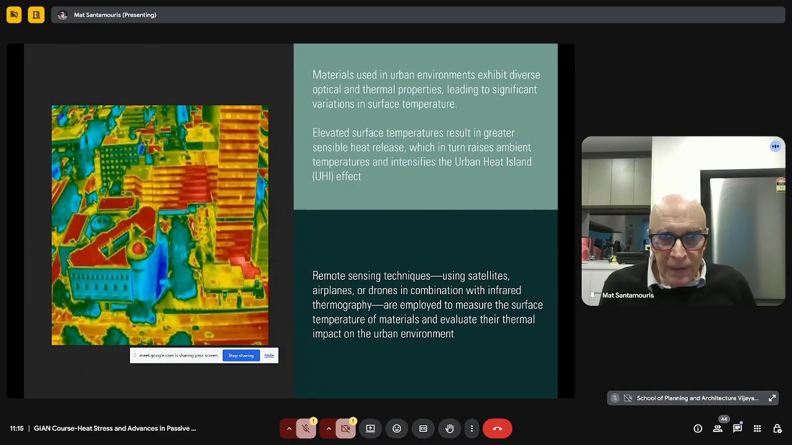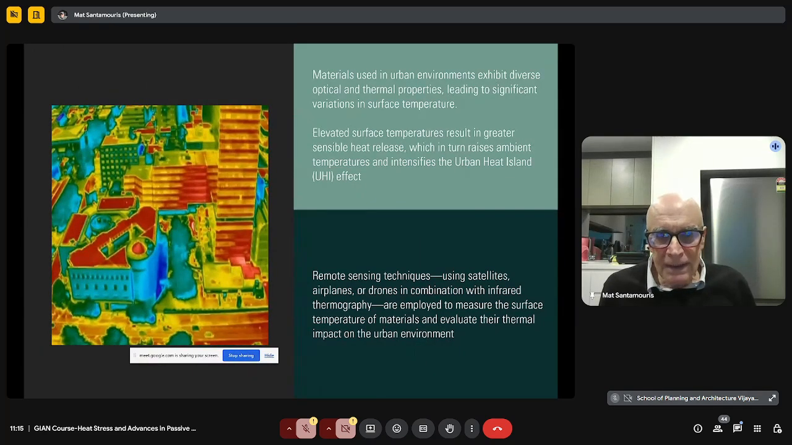But a material which has a very high broadband reflectance is a material which presents low temperature, while a material which has a very high broadband absorbance may present a much higher surface temperature because this material really absorbs a lot of solar radiation.